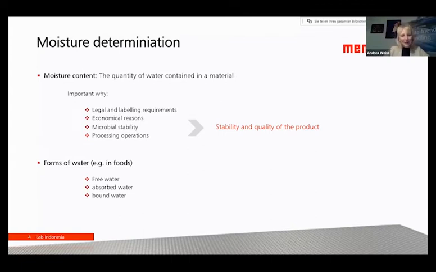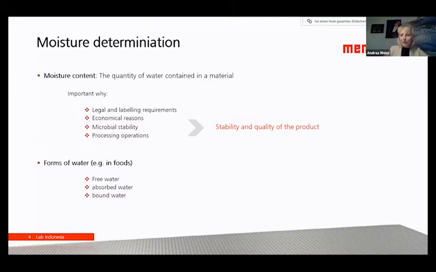So we talk here about the legal and labeling requirements when we talk about the moisture determination. There are limits to the maximum or minimum amount of water that must be present in certain types of food. Or if we talk about economic reasons, if you purchase the raw material, it depends on the weight and the price. So of course the moisture in the raw material is important when we consider economic reasons.